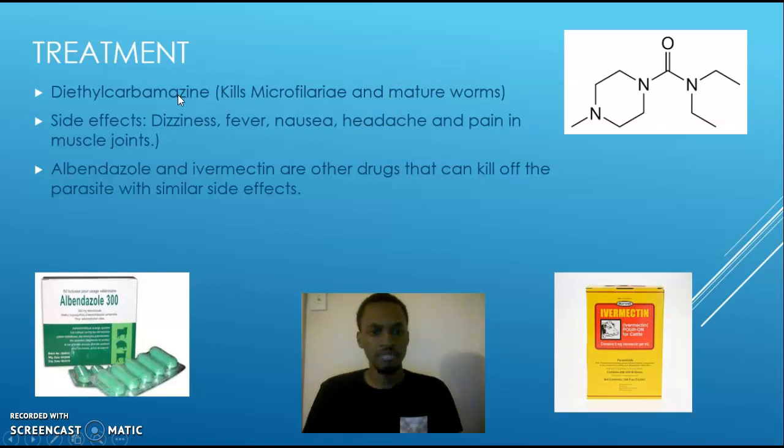Now, there are common side effects to this being a drug, such as dizziness, fever, nausea, headache, and other side effects. And they're very common for any medical drug. They have side effects, so it's nothing too severe. And of course, there are other drugs that do this same thing. Albendazole and ivermectin, they all kill the microfilariae and mature worms. They have similar side effects, and so it's very possible for this pathogen to be treated inside the body.